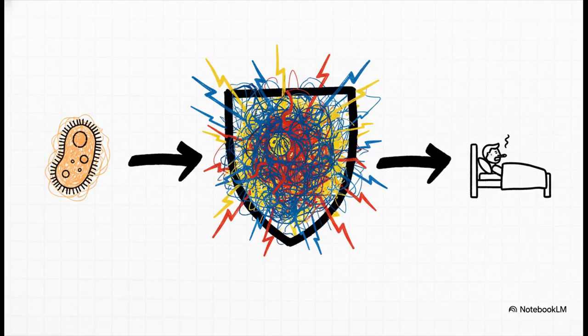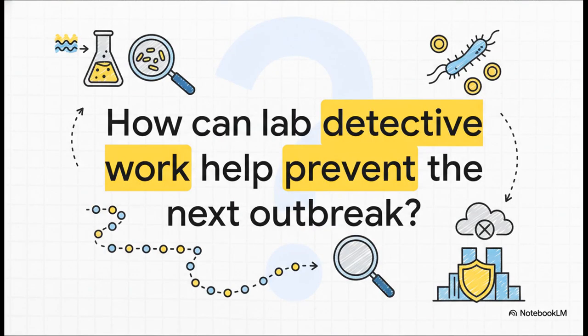So, think about what we just did. We went from some pretty general symptoms, followed the clues in the lab, and pinned down not just the culprit, but exactly how it operates, which leaves us with a big question. Now that we know in such detail how this microscopic criminal gets caught, how can we use this kind of detective work to stop the next outbreak before it even starts?